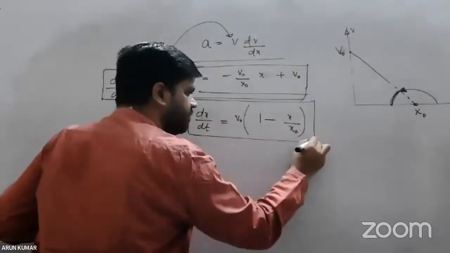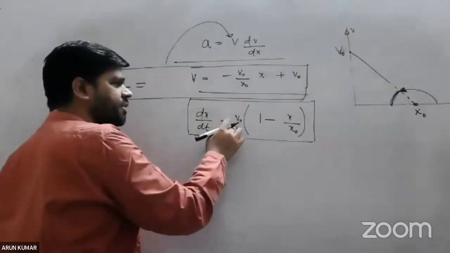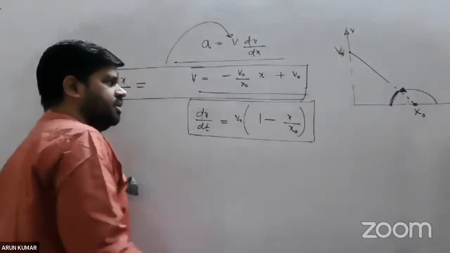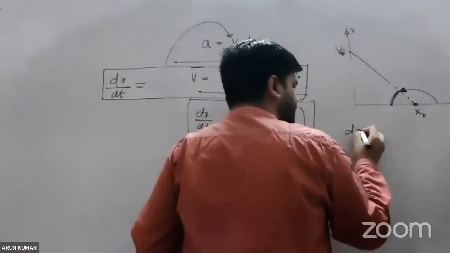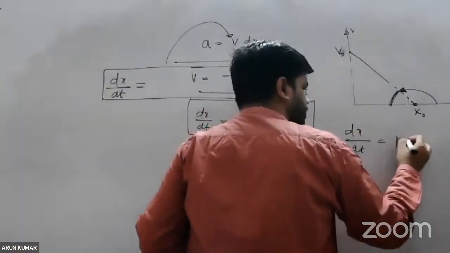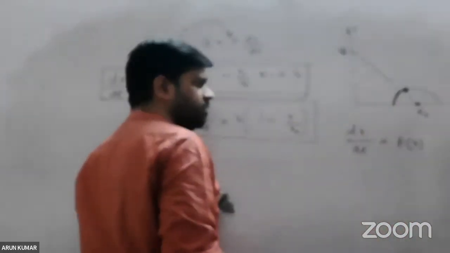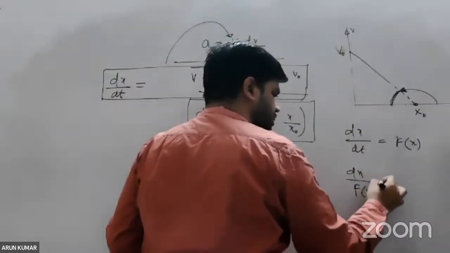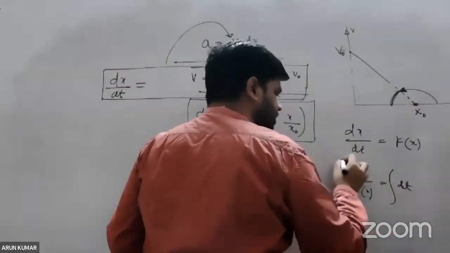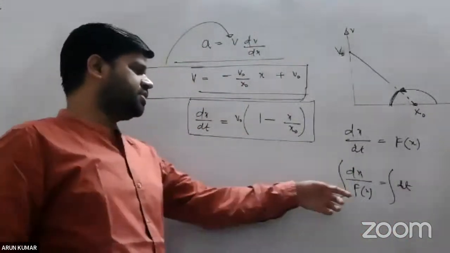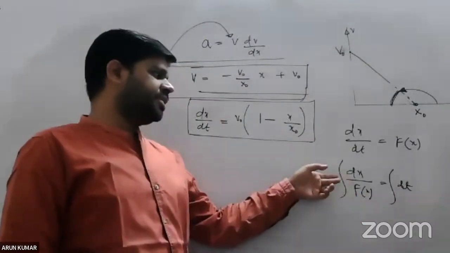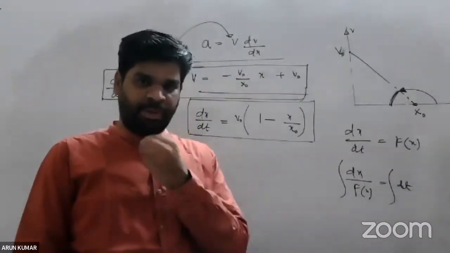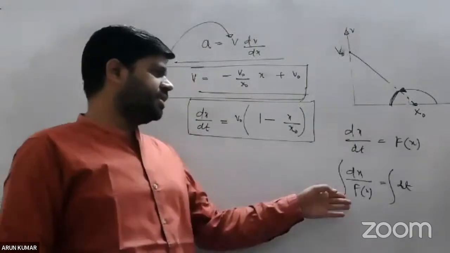I've got this differential equation where dx by dt is equal to v naught into 1 minus x by x naught. RHS is only a function of x, right? This is only a function of x. I have dx by dt is equal to f of x. So I can write this equation as dx by f of x is equal to dt and integrate on both sides. I can integrate this equation, right? Because this is only a function of x. With respect to x, I can integrate. This constant here, 1, I can integrate with respect to time.